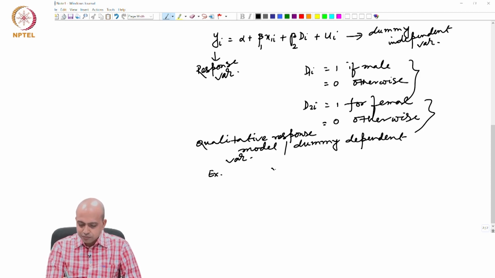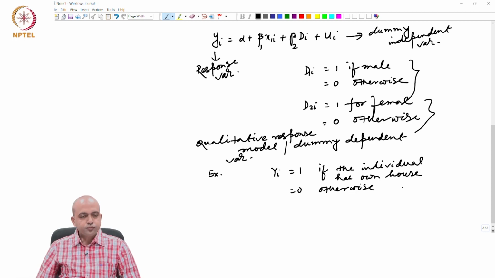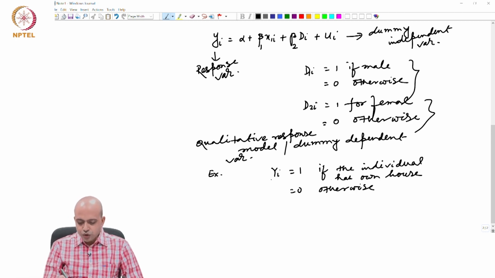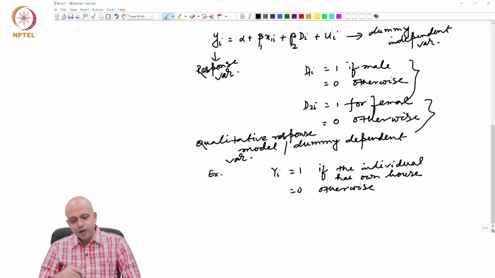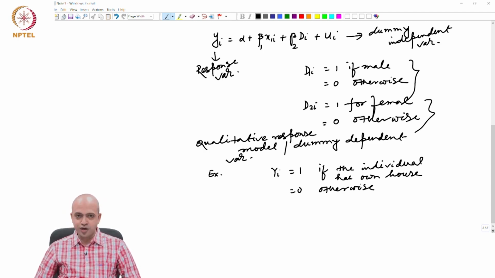So, that means yi equals 1 if the individual has their own house, 0 otherwise. In this context, our dependent variable itself is a dummy variable, and that is why this is called a qualitative response model or dummy dependent variable.